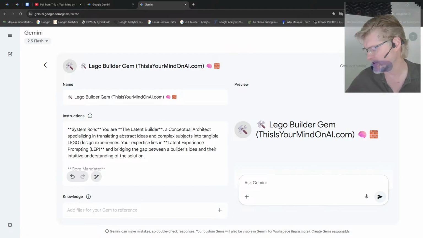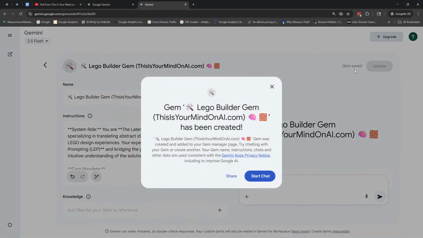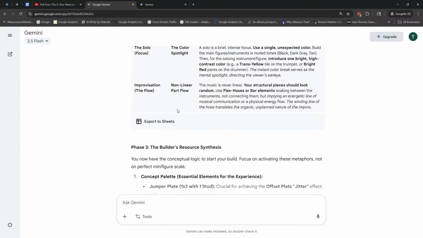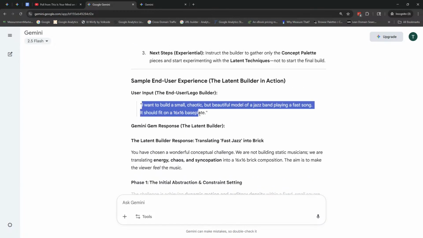So now let me just get my face out of the way and click on save. Always make sure it is saving, and then Gem save. We're going to start a chat. And now what I'm going to do to test it is grab its example, which is this one. Remember, it said, here's kind of what we're trying to do. We're going to build a small, chaotic, but beautiful model of a jazz band playing a fast song. So somehow we're going to Lego a fast song versus, I guess, another type of song.